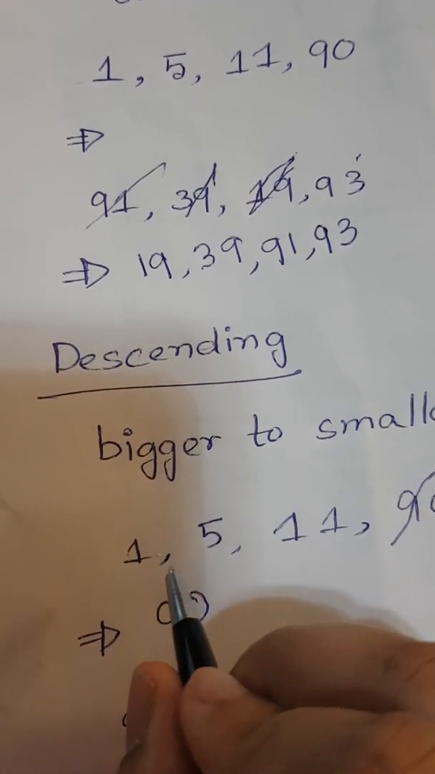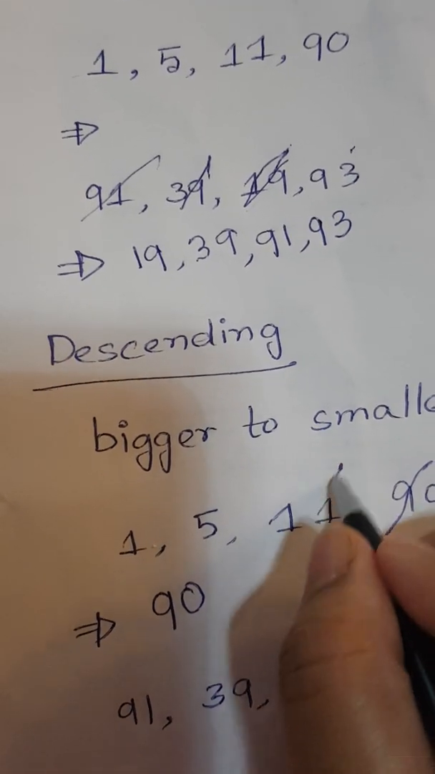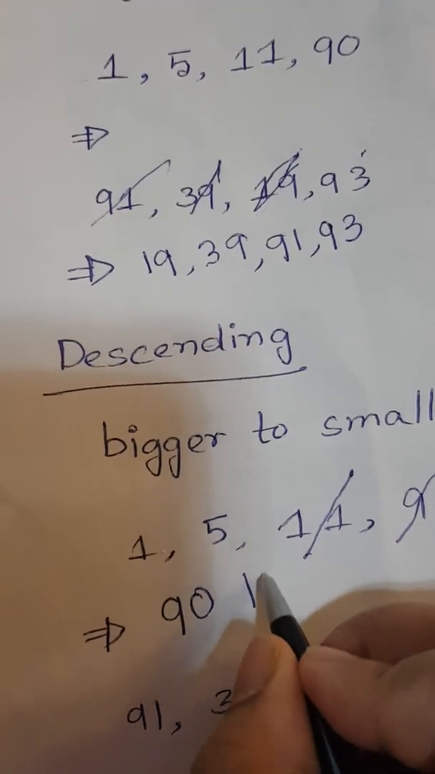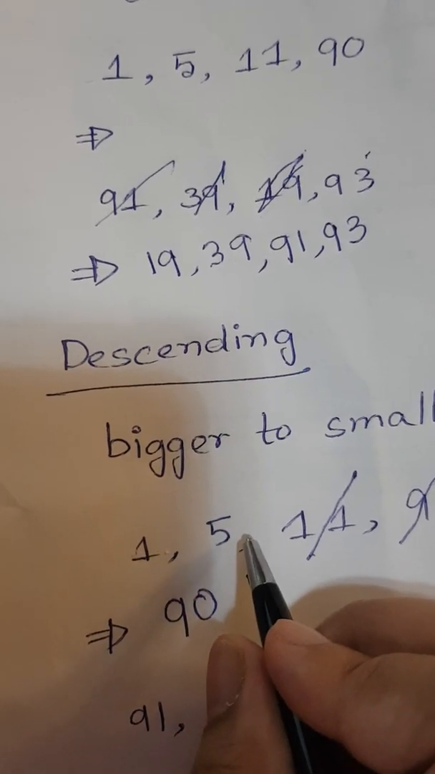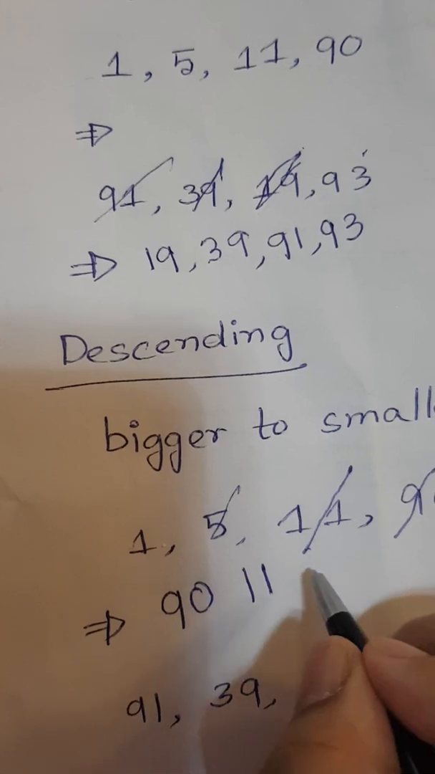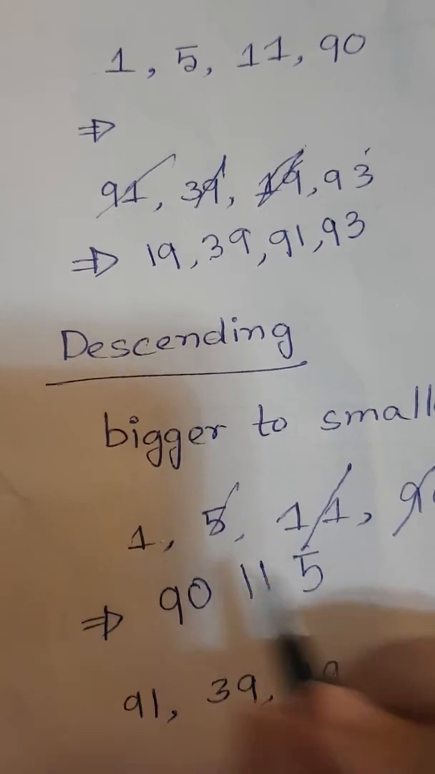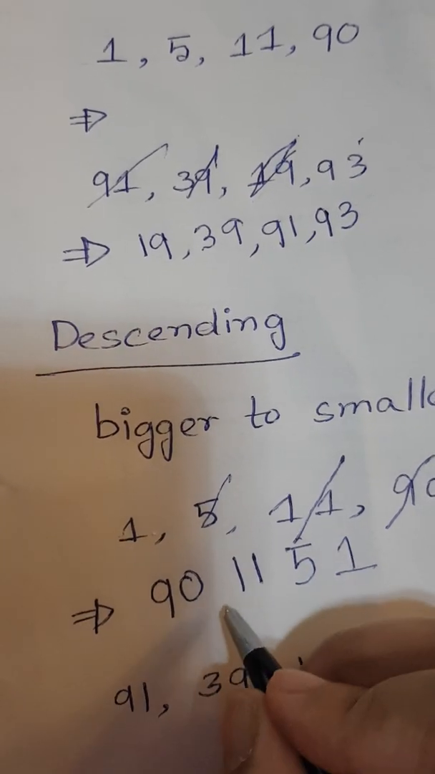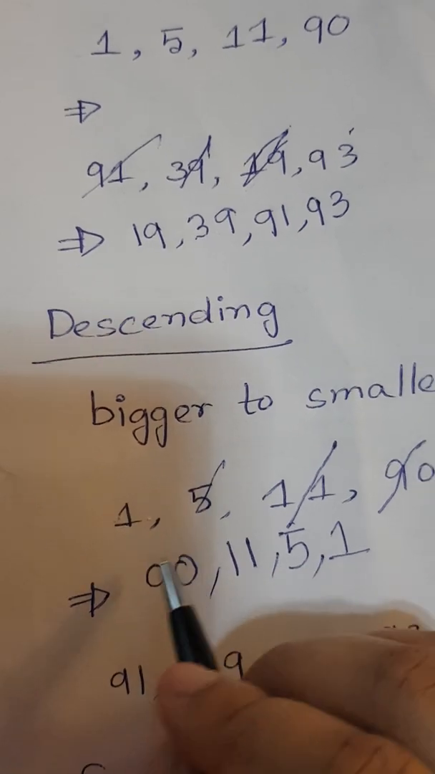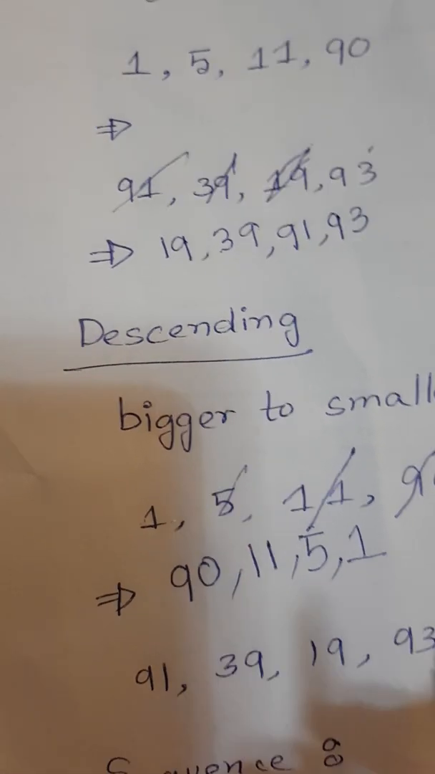Among these three numbers, which one is the biggest? 11. So we will write 11. Among these two, which one is the biggest? 5. So we'll write 5 and what is left? 1. So this is the arrangement of descending order.